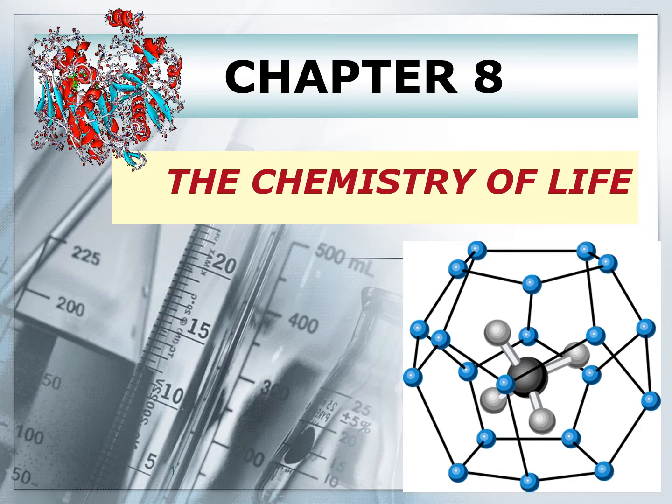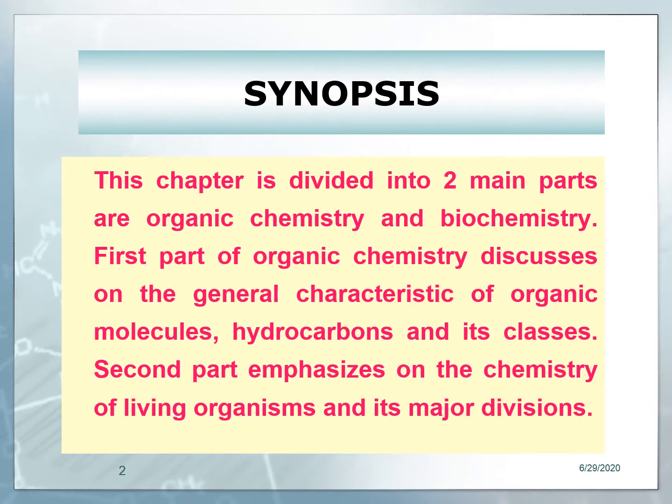In this final chapter, you will be introduced to a brief view of some of the elementary aspects of organic chemistry and biochemistry. This chapter is divided into two main parts, which are organic chemistry and biochemistry. The first part discusses the general characteristics of organic molecules, hydrocarbons, and its classes. The second part emphasizes the chemistry of living organisms and its major divisions.